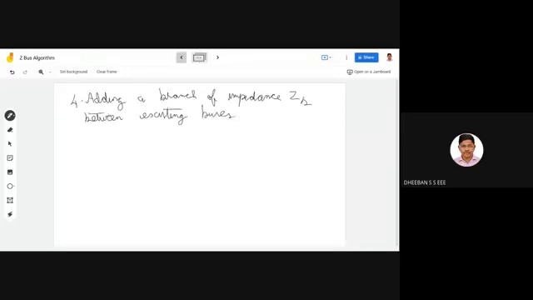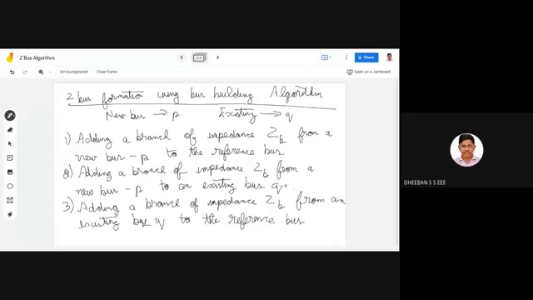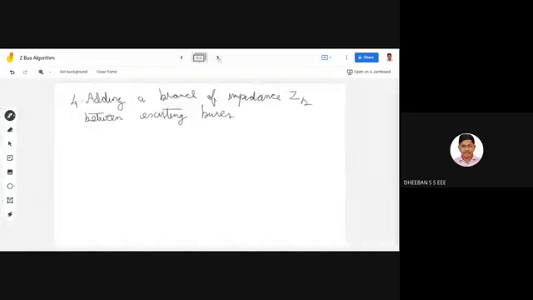So these are the various criteria. First, the branch is inserted between the reference and the new bus P. Second, the branch is inserted between the new bus and an existing bus. Third, between an existing bus and the reference bus. The final one is between any two existing buses. Based upon these four criteria, we will be formulating some formulas, and based upon those formulas only, we will be building your Z bus.